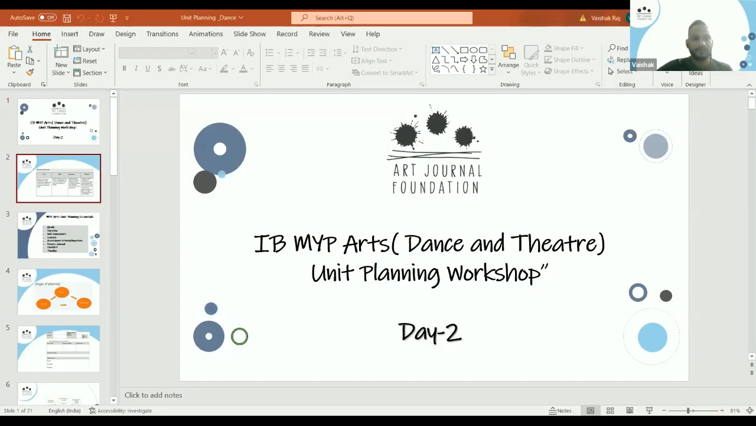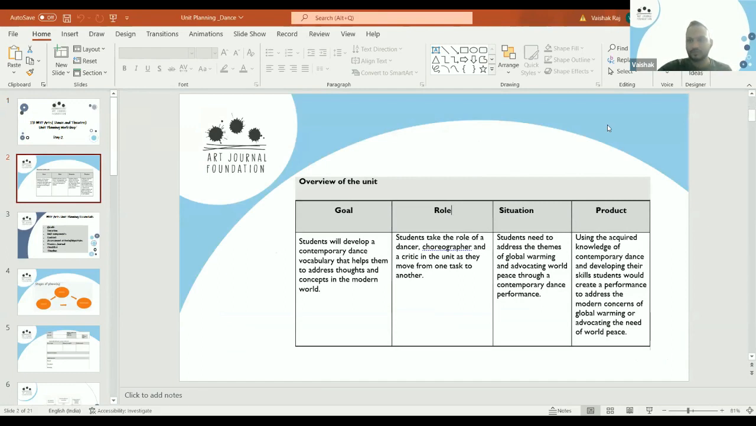Now, before planning, like what I just told, just take a minute, think about the unit overview. What is my goal? For example, this is one of my units. So I just keep the goal like the students will develop a contemporary dance vocabulary that helps them to address thoughts and concepts in the modern world. So the idea is to teach them about contemporary dance. Role: students will take the role of dancer, choreographer. Now I'm giving a little bit of choice there, like what all different roles within that dance they'll explore, as a dancer, as a choreographer, as a dance critic.